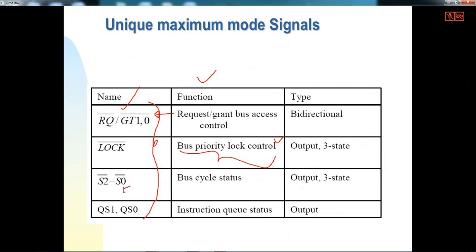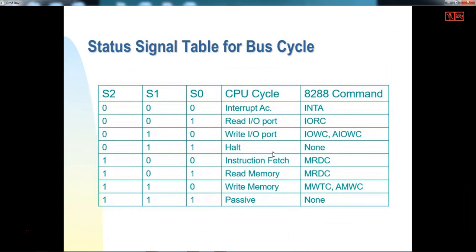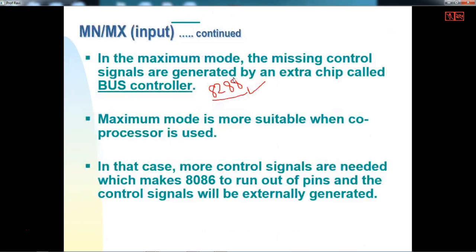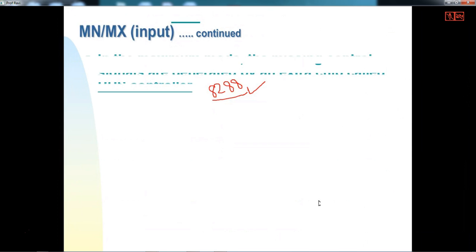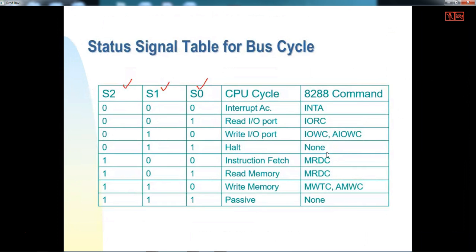Then the very important ones here are S0, S1 and S2 bar. These signals we use to generate these control signals. Now if you look, here you have S0, S1 and S2. These three pins, the 26th, 27th and 28th, we connect to the 8288, and then we generate the signals.